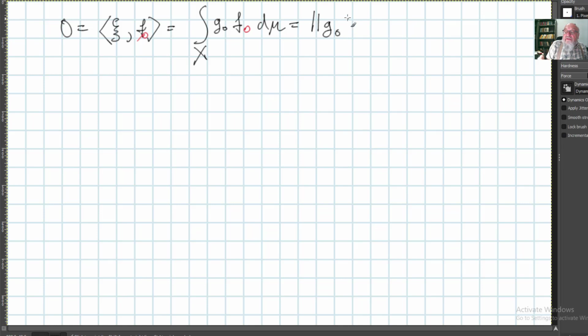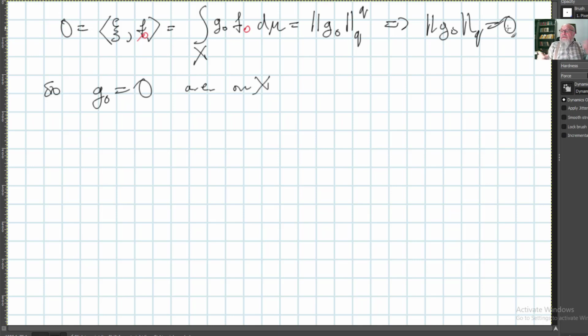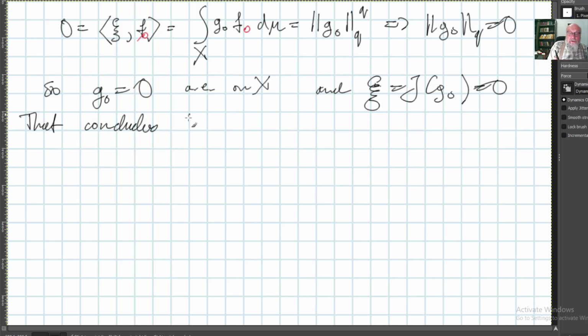I'm getting that this is the same as the integral of |g0| to the power q, and that implies that the norm of g0 in L^q is equal to 0. So g0 is 0 almost everywhere on x, because the norm is equal to 0, and psi, which is equal to J of g0, is also 0. So that means we proved that any functional which is 0 on subspace L must be 0. And that concludes the proof of this theorem.